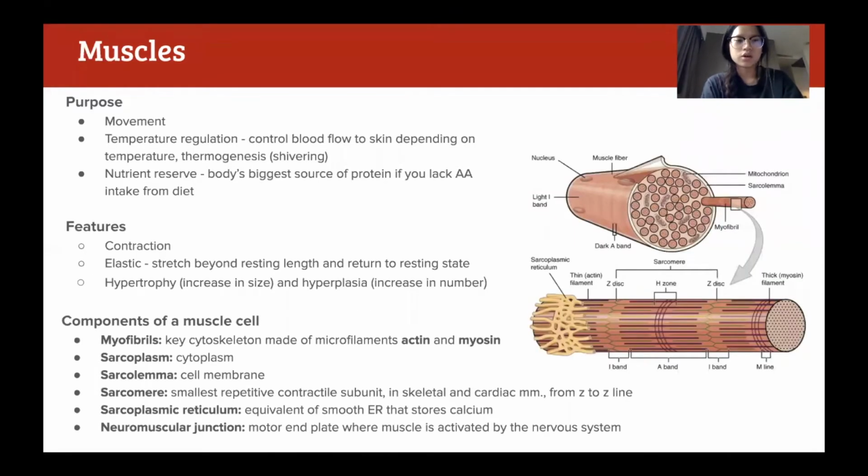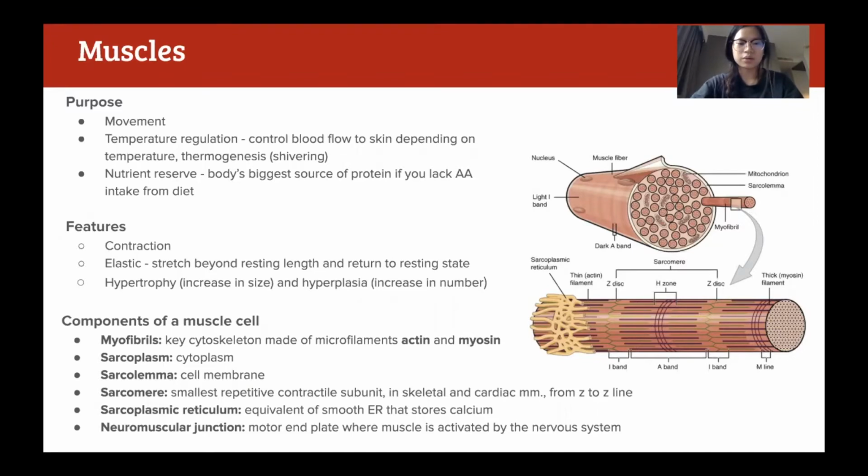Right, so starting off with the purpose of muscles. The most obvious one that we all know is just movement, but the other two we might not think of as much. The first is temperature regulation. Depending on the temperature, they can control the blood flow to the skin, and they can also allow us to shiver, which produces heat. And from our last topic, metabolism, we'll know that it's also the body's biggest source of protein and amino acids. Some features of muscles are that they contract, and they're elastic.